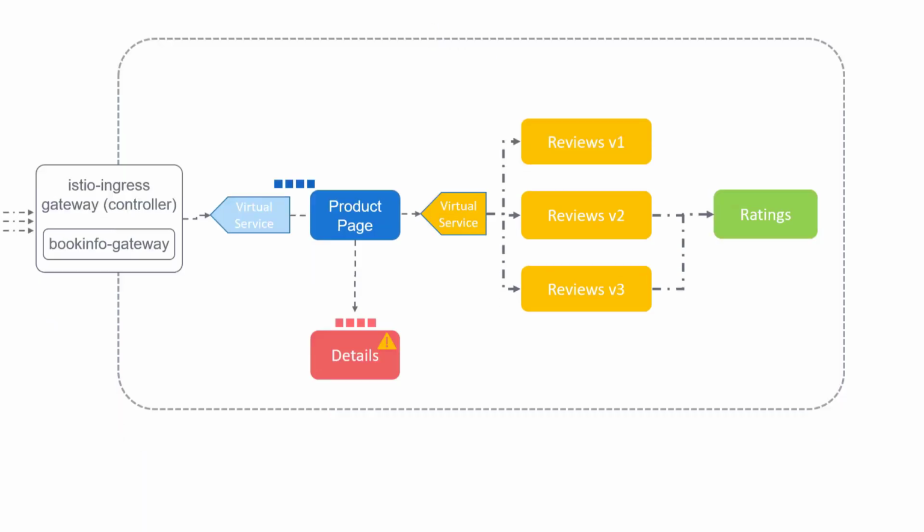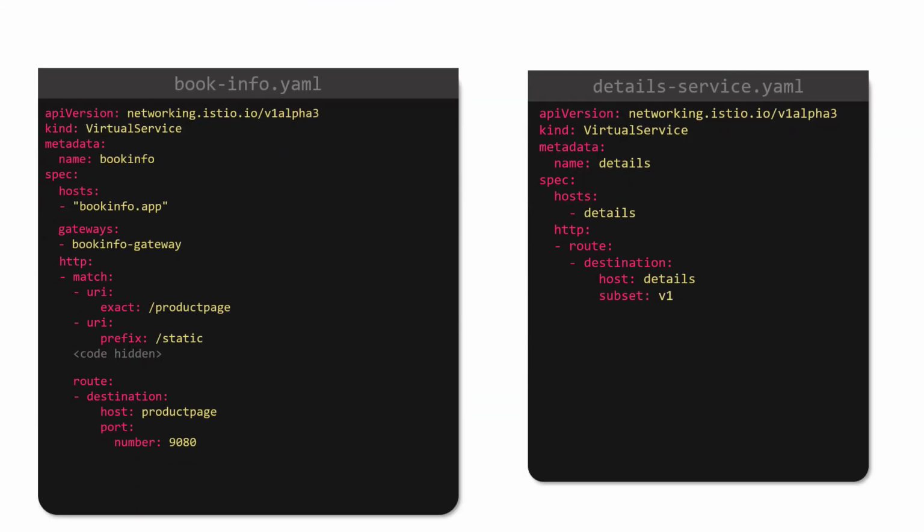So, here we have the details service and the bookinfo service that directs traffic to the product page. We want to add a timeout to the product page service to reject requests if it takes more than 3 seconds. For this, we add a timeout option and set it to 3 seconds.